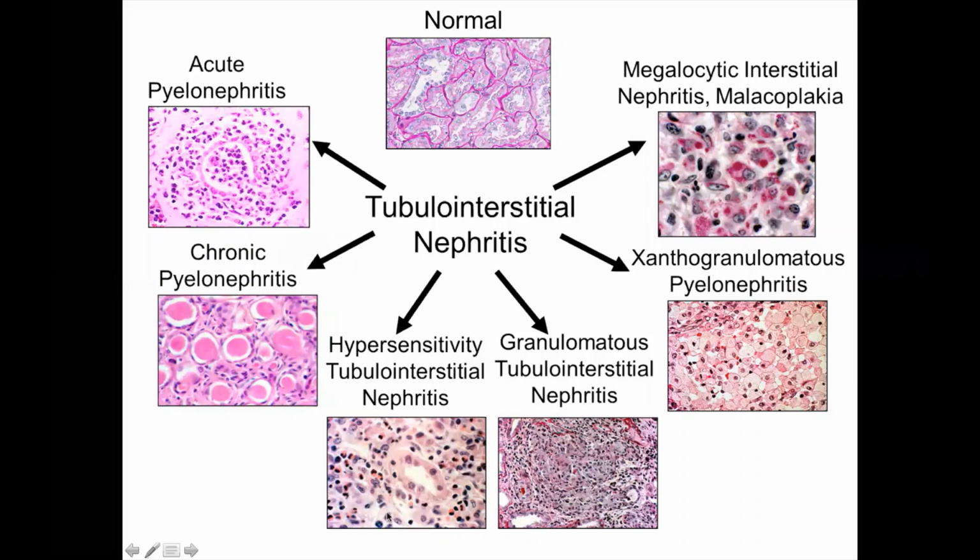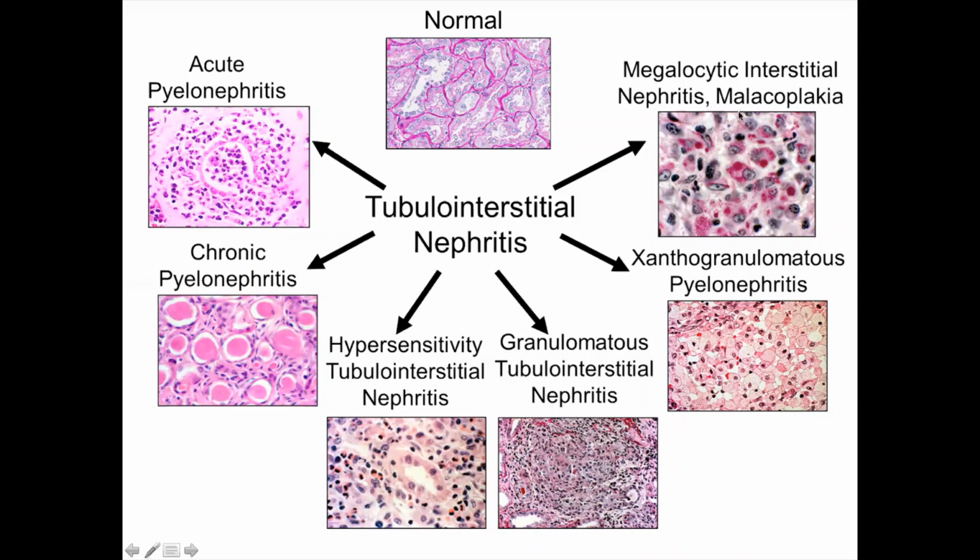And then basically we will see lots of heavy lymphoplasmacytic infiltrate. We can also have granulomatous tubular interstitial nephritis, for all the different reasons of granulomatous tubular interstitial nephritis. It could be sarcoidosis, it could be xanthogranulomatosis, it could be tuberculosis, okay, any of those.